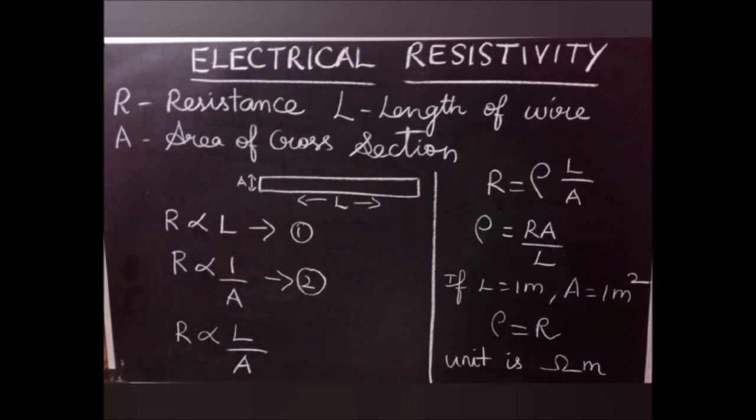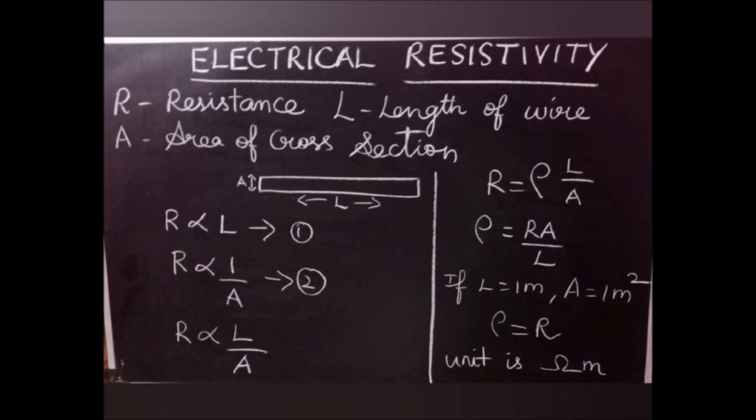Now we are going to derive the mathematical expression for electrical resistivity. R is directly proportional to L. If the length of the wire increases, resistance also increases. This can be explained by an experiment. Take two bulbs. One is connected with a small length of wire, another with a larger length. The bulb with the small length of wire will glow brighter than the bulb connected with more length of wire. This explains that resistance is directly proportional to the length of the wire.